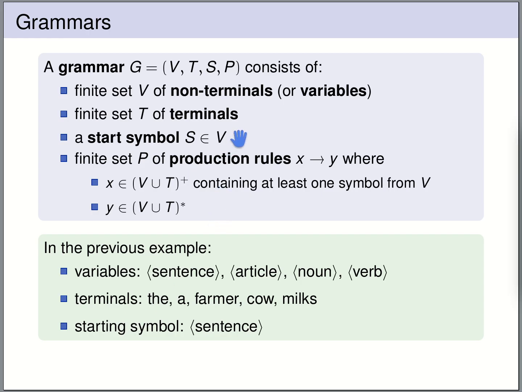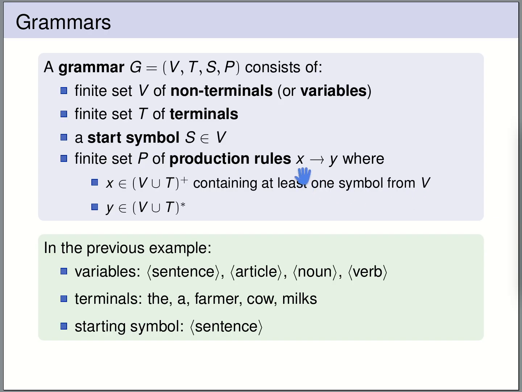We have a starting symbol or start variable S, and we have a finite set of production rules that are written in the form x arrow y, where x and y are words consisting of variables and terminals. The left-hand side must be non-empty, and it must contain at least one symbol from the variables.